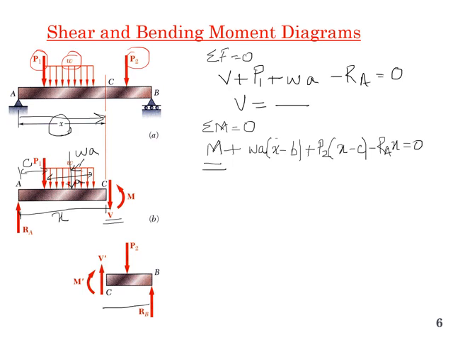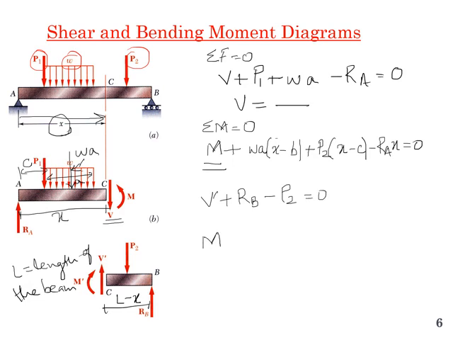In this case, you have to be careful. This distance, now it will become L minus X. L is the length of the beam. So over here, L is length of the beam. Now, if we want to write the shear force, internal shear force, so we have V prime plus RB. Now again, following the sign convention, minus P2 is equal to 0.